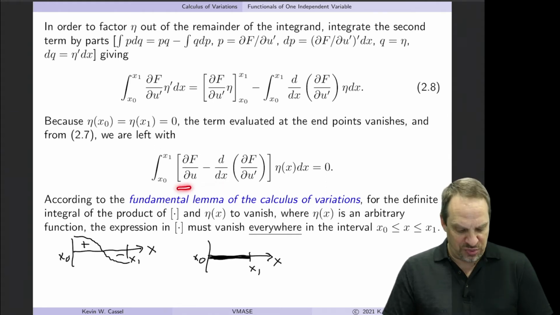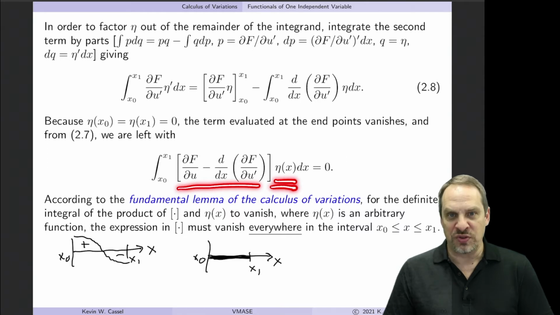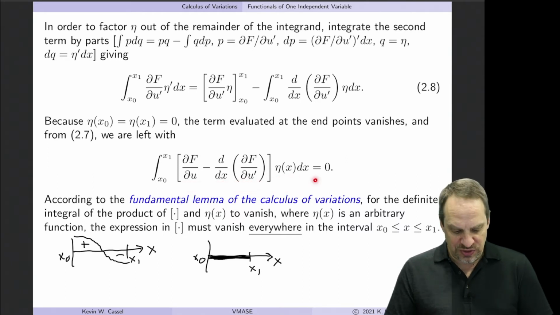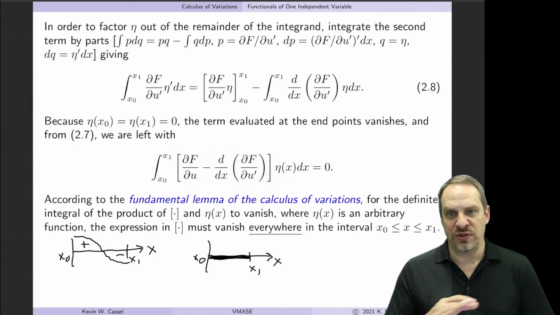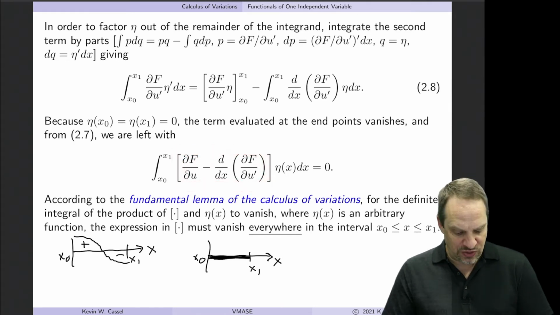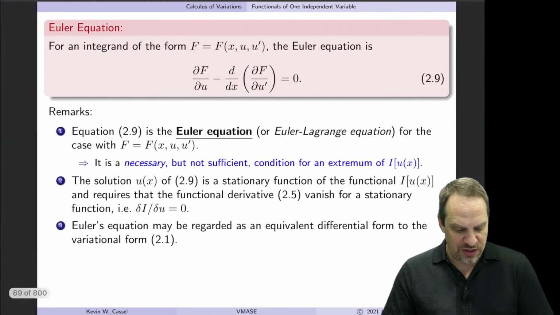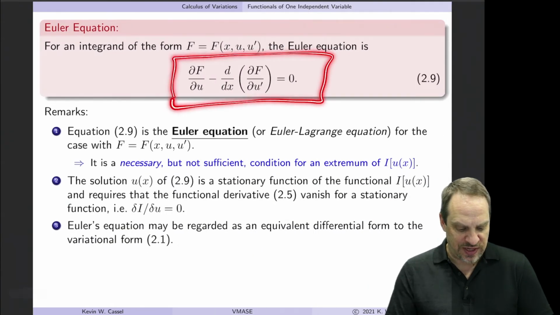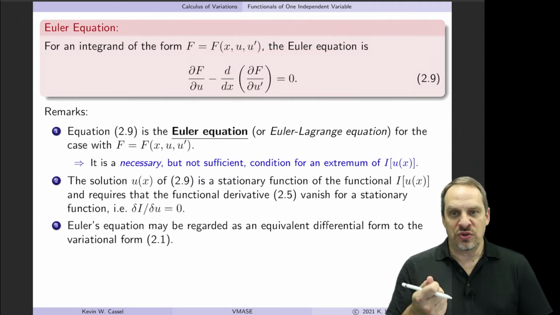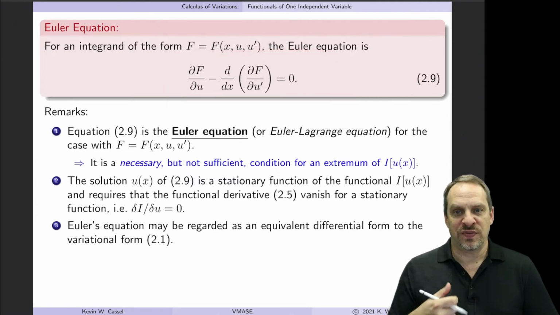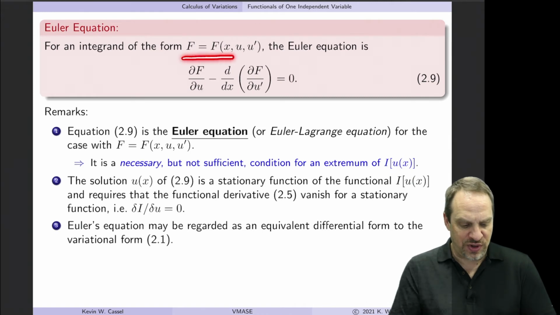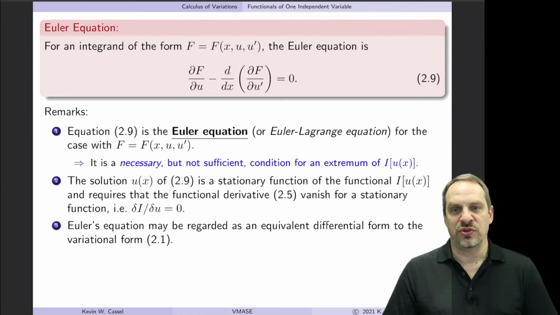The definite integral of the product of these two things, where one of them is arbitrary, can only be equal to 0 if the piece that's not arbitrary is equal to 0 all the way across the domain. So the piece in square brackets, set equal to 0, gives us our Euler equation. The solution of the Euler equation, the u of x that satisfies it, is the one that results in the stationary function for this particular functional, where the integrand is a function of x, the independent variable, u, the dependent variable, and its first derivative u prime.